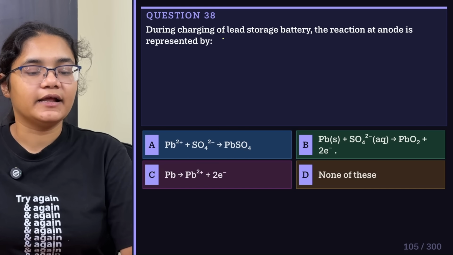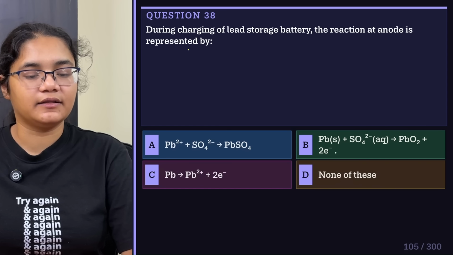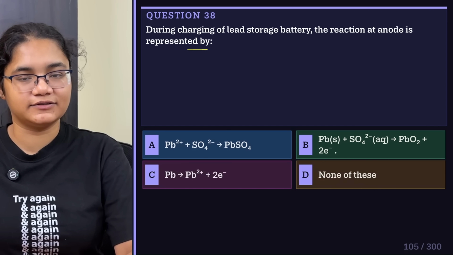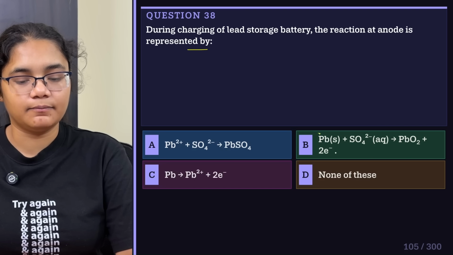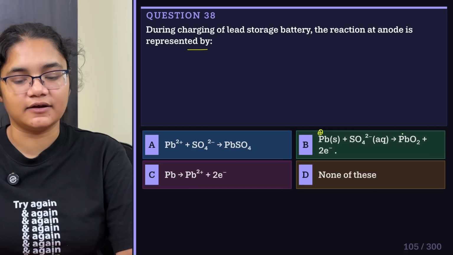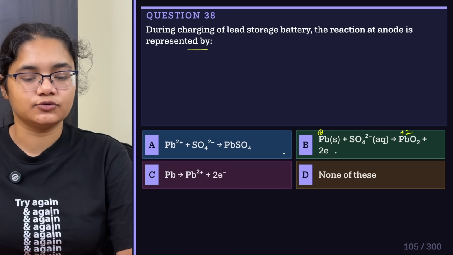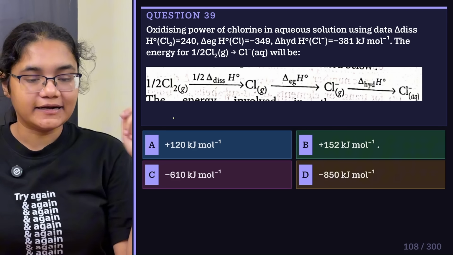Next, during the charging of lead storage battery, the reaction occurred at anode, so the anode gets oxidized here. So what will happen? Pb from +2 gets converted to Pb in +4. So the answer will be B here. Let's see the next question.